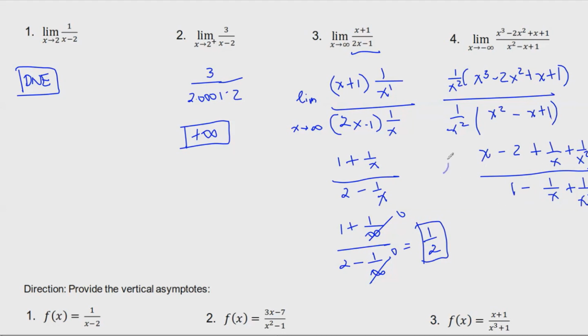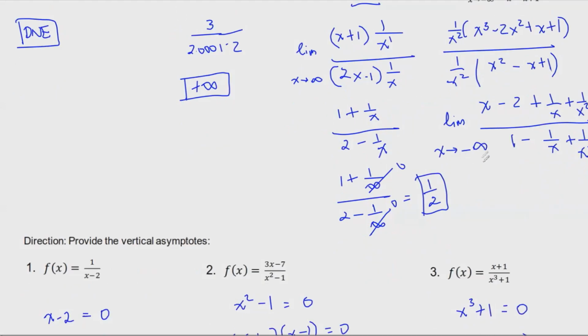Now let's try substituting x approaching negative infinity. In this case, this one will be negative infinity minus 2, and then this one will be plus 1 over infinity, and this one is also plus 1 over infinity, negative, so that makes it 0. And of course 0 for the last term. And then this one will be 1 minus, of course, 0 plus 0. So what we get here is simply negative infinity minus 2.